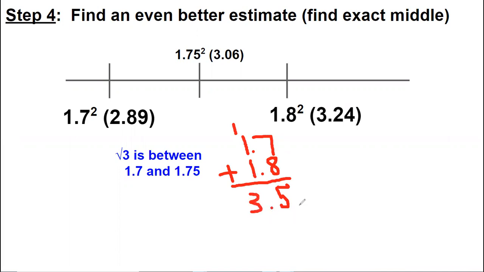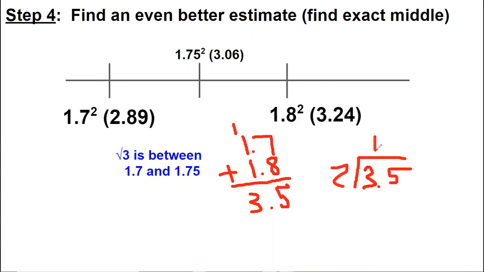3.5, right, when I add it, and then I'm going to divide 3.5 by 2. I'm going to divide it in half. That'll give me the exact center point of 1.7 and 1.8. So that'll be a good skill to use: add up the two numbers, divide by 2.